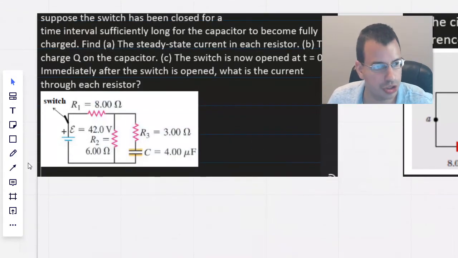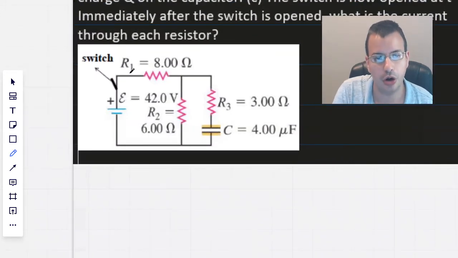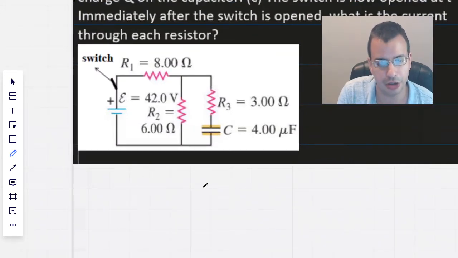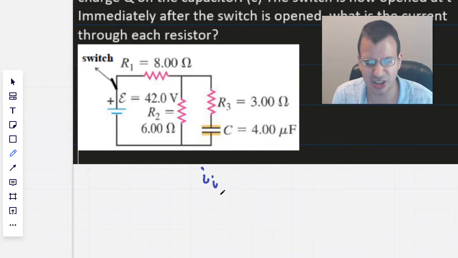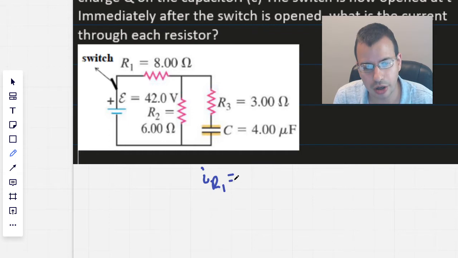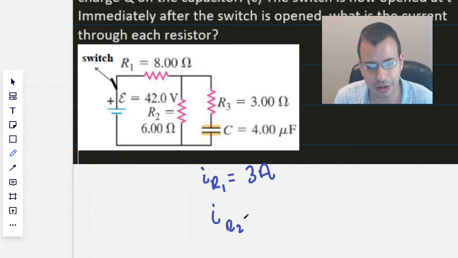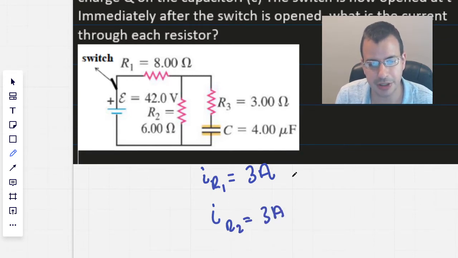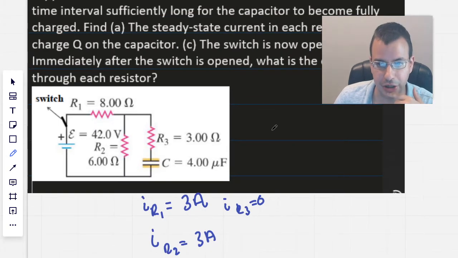And the way we're going to distribute these amps, think of it again as water. All the current will go through here. So I1, which will be IR1, equals 3 amps. IR2 will be 3 amps. And then IR3 will be 0, no amps. Okay, so that's the initial steady state, how we started.